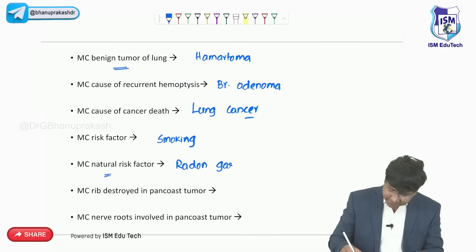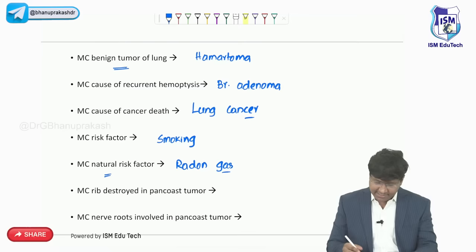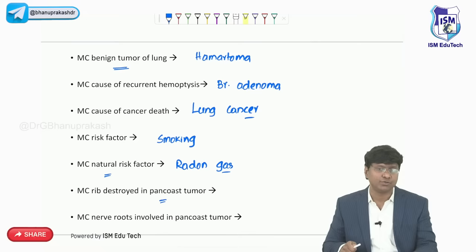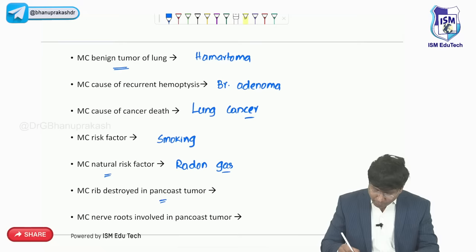Exposure to radon gas is an environmental pollutant. And the most common rib which is affected in Pancoast tumor, where will you see this Pancoast tumor? You see that in case of adenocarcinoma. And the most common rib that is affected in case of Pancoast will be the first rib.